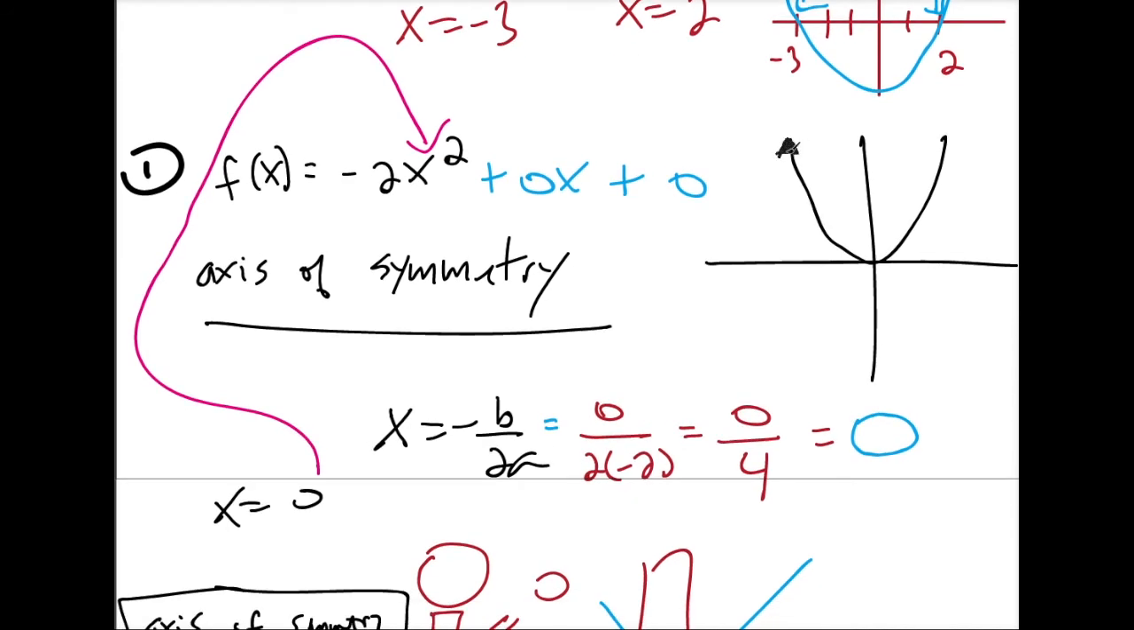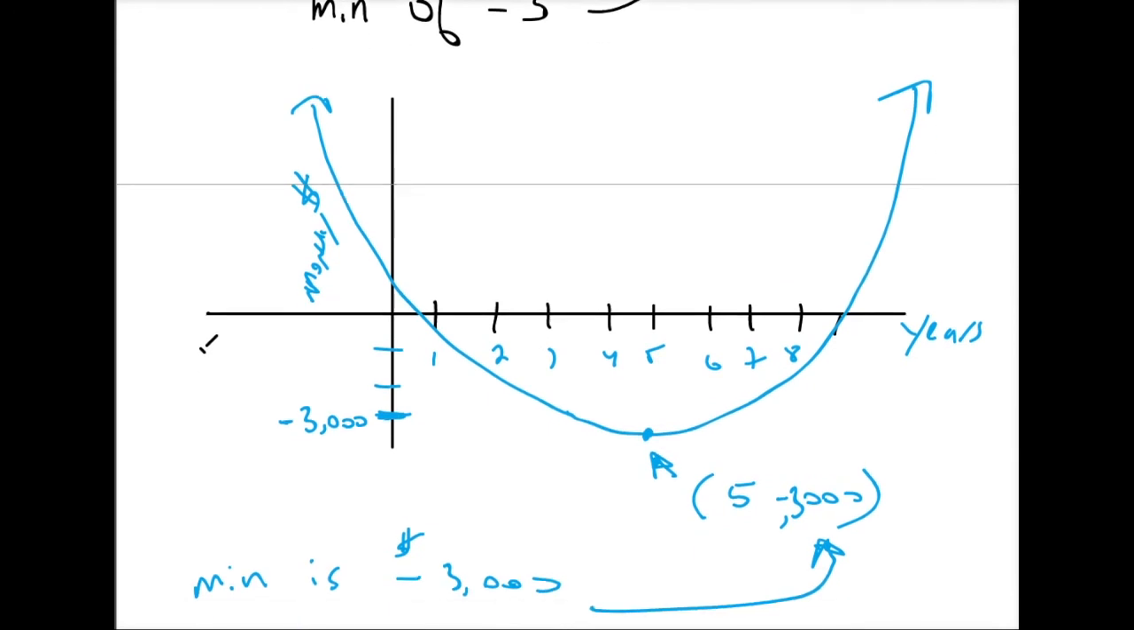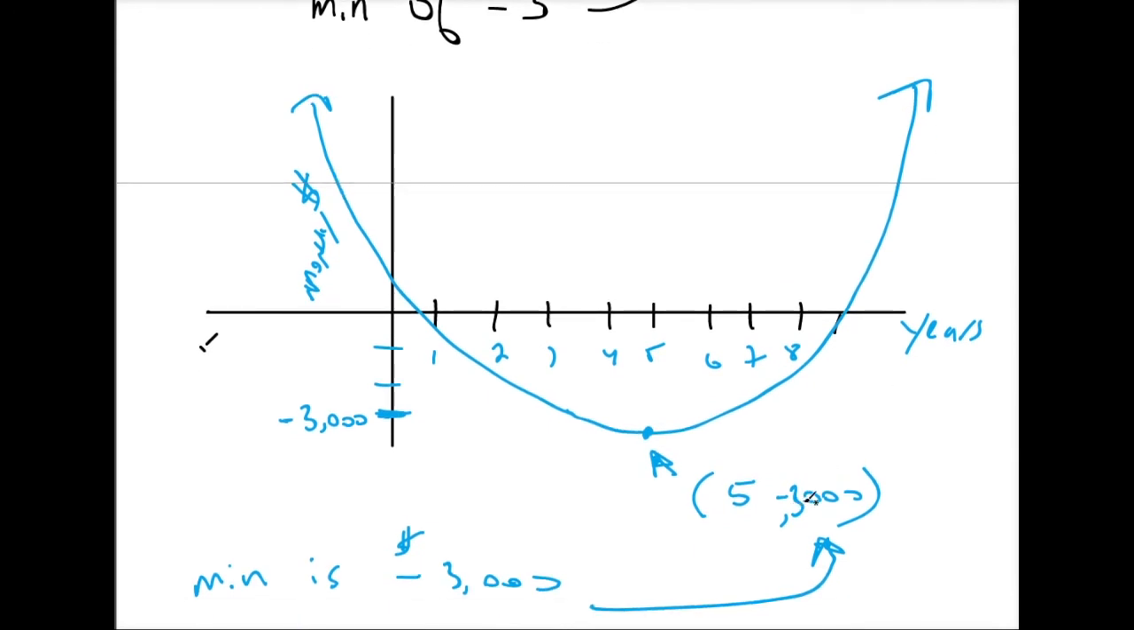What? 0. Yeah, minimum is 0. Is that a y value or an x value? Think of my money, my income problem. Right here, see this number? My negative 3,000? That was my minimum. Was that a y value or an x value? Y value. So your minimums and maximums are always y values.